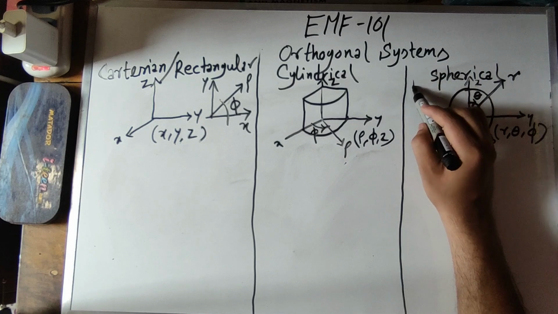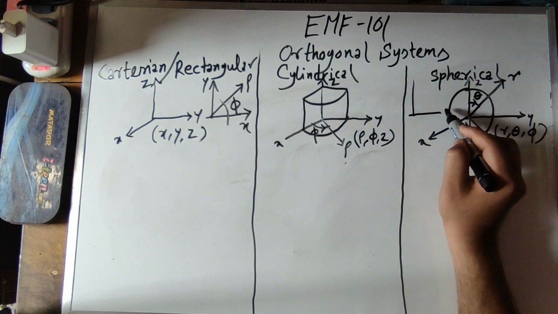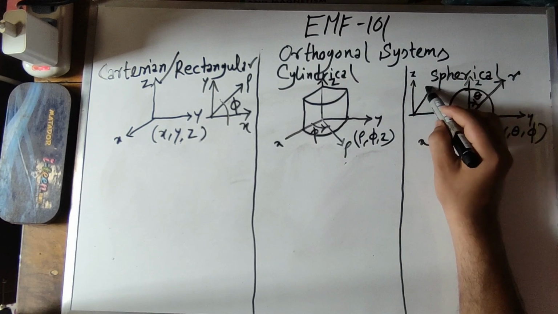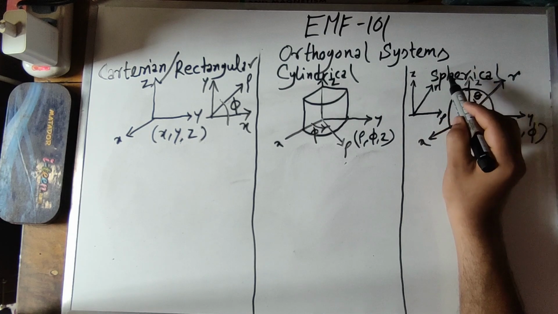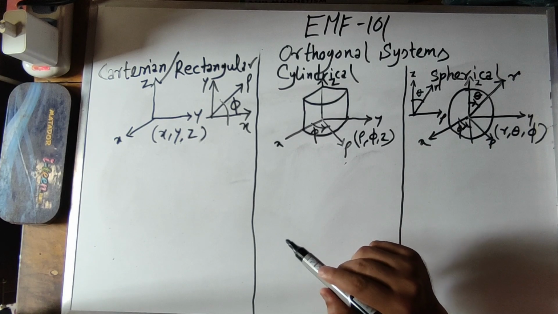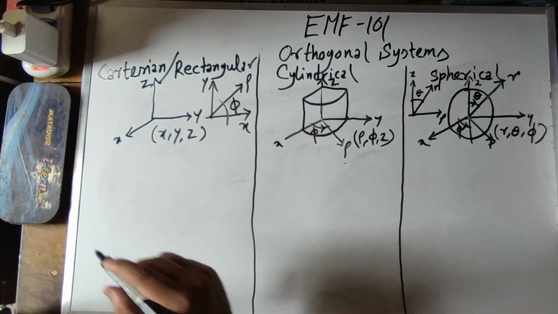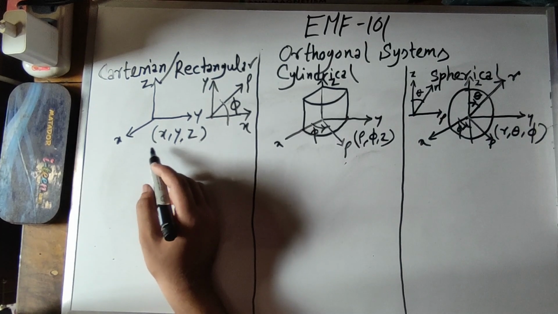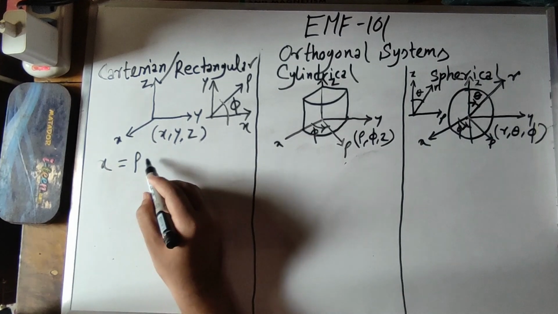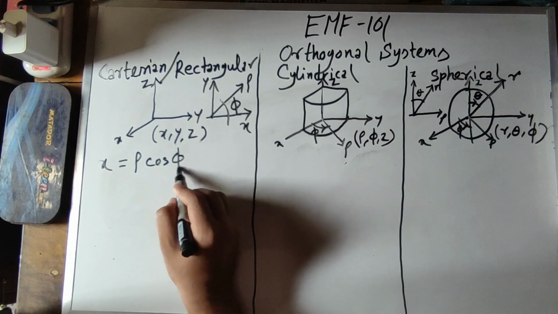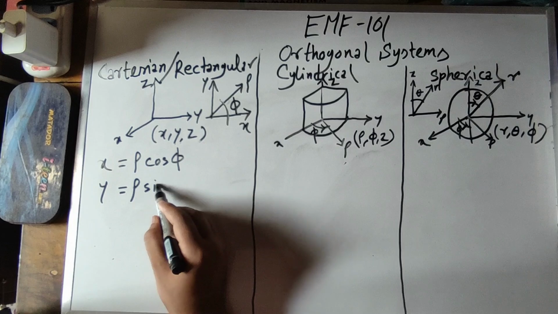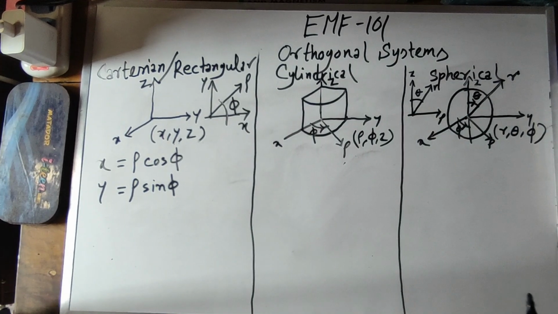So if we draw this is rho, this is Z, this is R, this is theta. Now for the relationship, we want to express x and y in terms of rho, so x will be rho cos phi, and y is rho sin phi, as we can see.